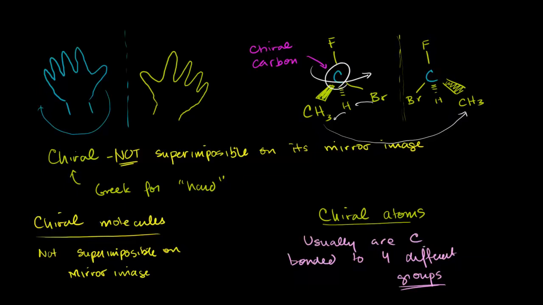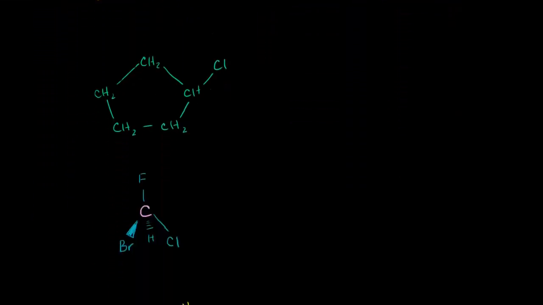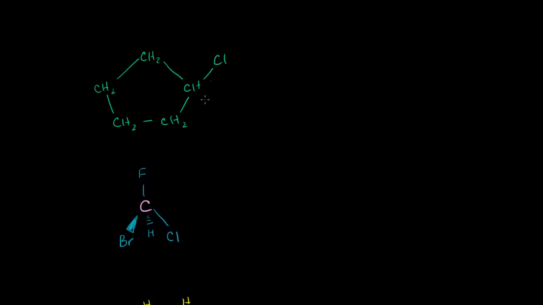In the last video, we learned a little bit about what a chiral molecule, or a chiral carbon, or a chiral atom is. What I want to do in this video is go through a bunch of examples and see if we can identify if there are any chiral atoms, and also see if we're dealing with a chiral molecule. So let's look at our examples here. So here I have, what is this? This is chlorocyclopentane. So the first question is, do we have any chiral atoms?